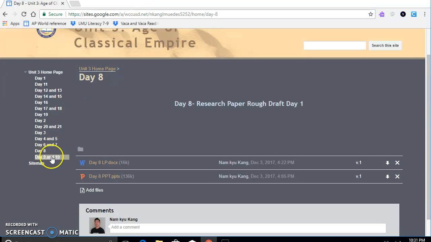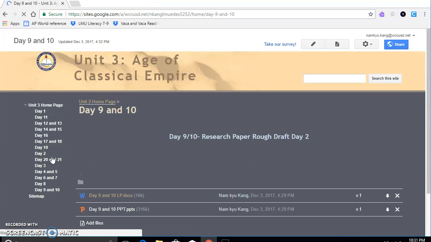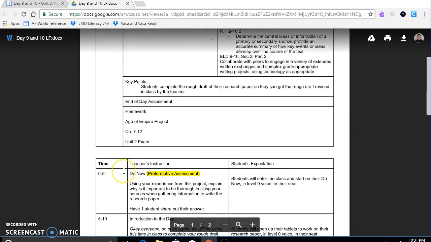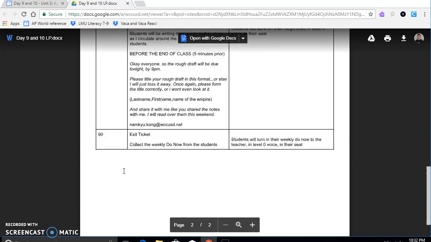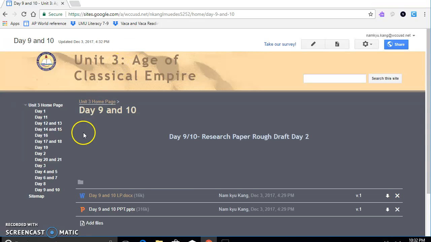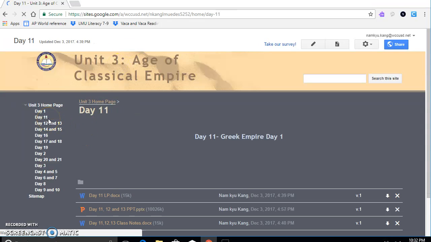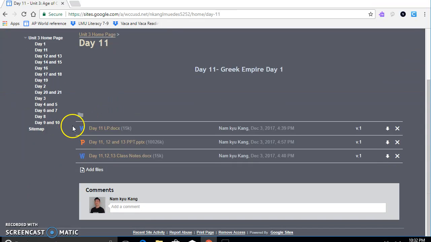For day 8 and for day 9 and 10, I'll be allowing my students to work on the rough draft in class so that they can send it to me early and I can check the rough draft, make corrections, and hopefully give them back in a timely manner for them to finish editing their rough draft. I'm diving into day 11. It's going to be Greek Empire day 1. I'm expecting this to be divided into 2 days as day 11 will most likely be a Monday.